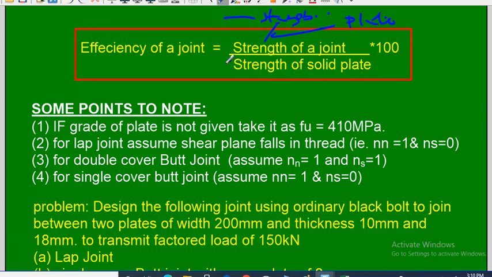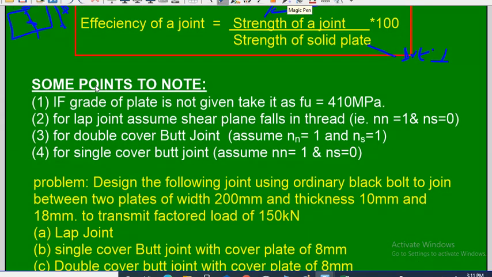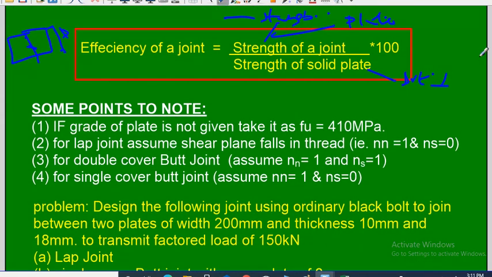Strength of solid plate means, even though holes are there, assume that there is no hole. Without a hole, the strength of solid plate will normally be b into t into 0.9. We have seen the same formula in the previous class. Another point to keep in mind: if the grade of the plate is not given, take it as 410.